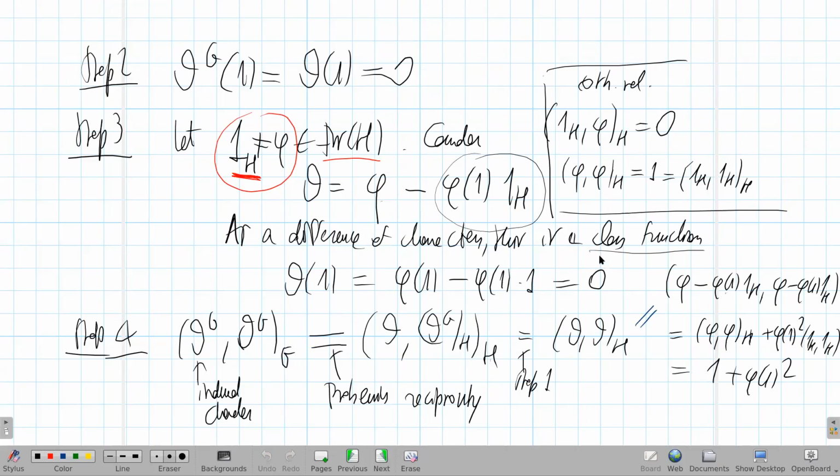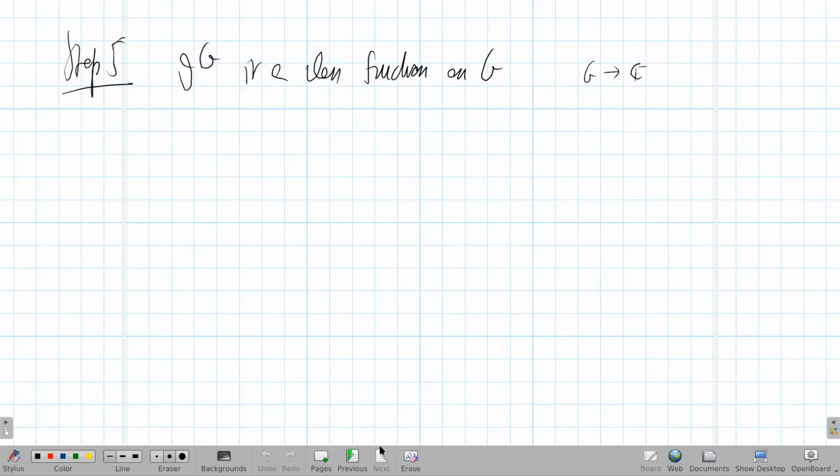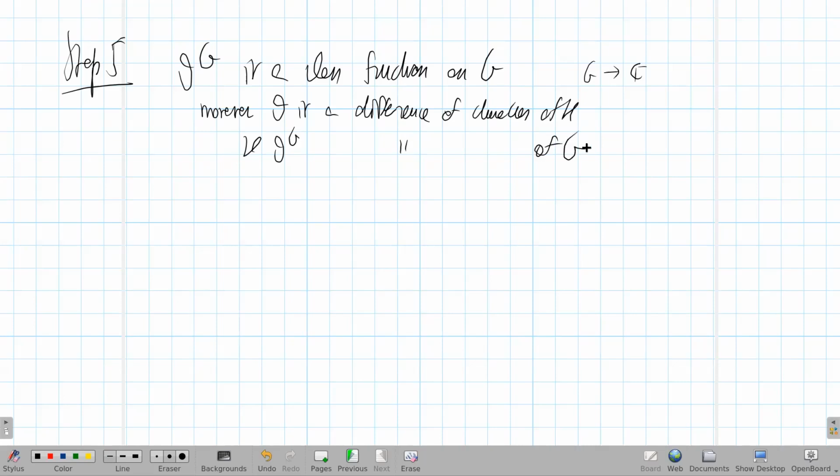Actually, this will be repeated afterwards. You see, theta is a difference of characters of H. We proved 2 weeks ago that if you take a character of H and induce it up to G, you will obtain again a character of G. Since theta is a difference of characters, also theta G will be a difference of characters of G. If you take a character of H and induce it up to G, you'll obtain a character, so a difference of characters gives a difference of characters.